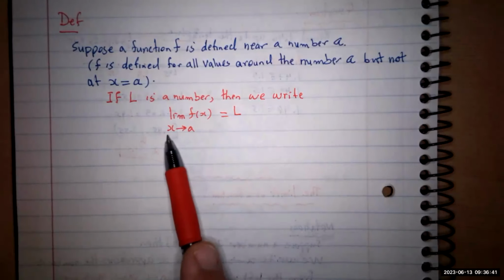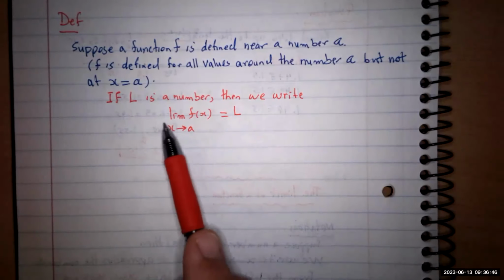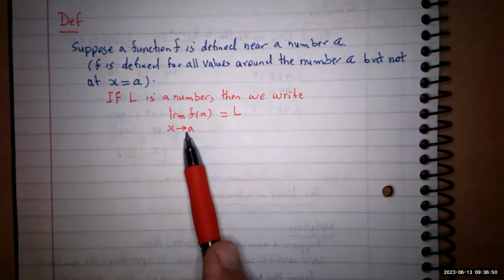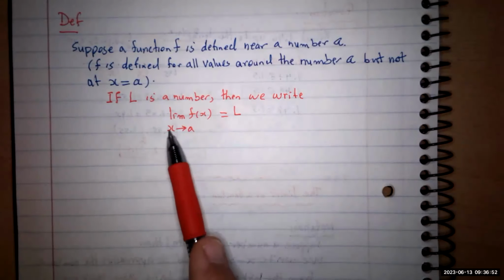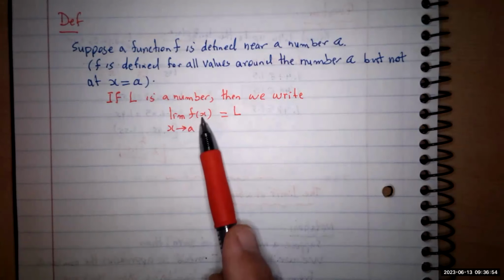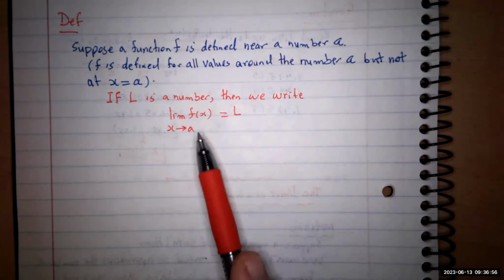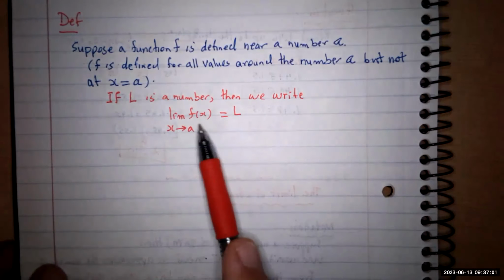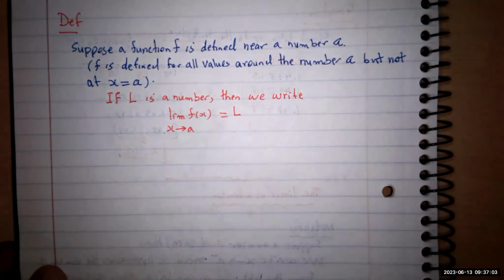Okay, it's like you're rounding the numbers. That's going to be getting the values for the x. You round it up and down to the a. Then there is going to be the reaction to these values, f of x. Then your f of x would be again rounded up or rounded down to the L. So if this is the case, we say that the limit is equal to the L.